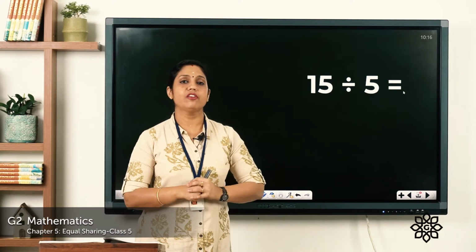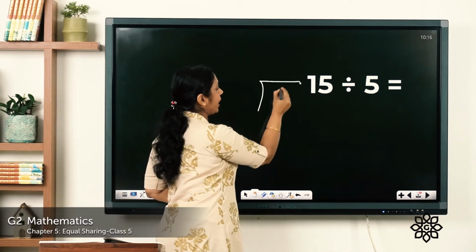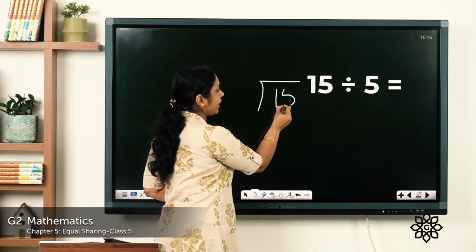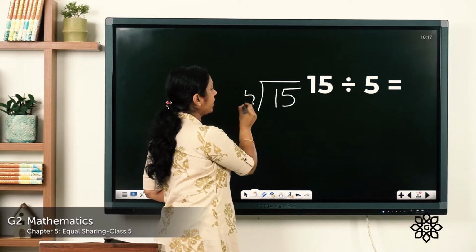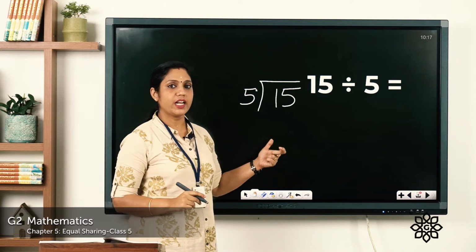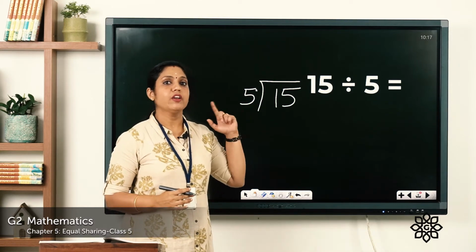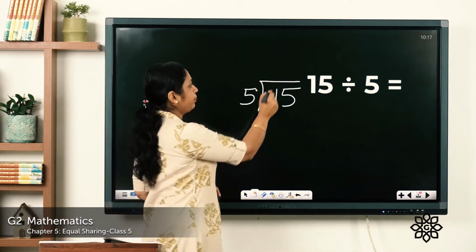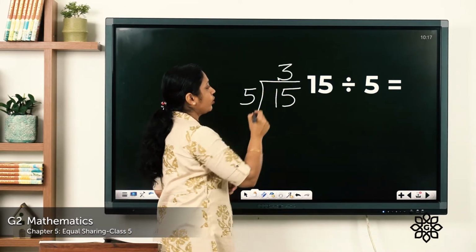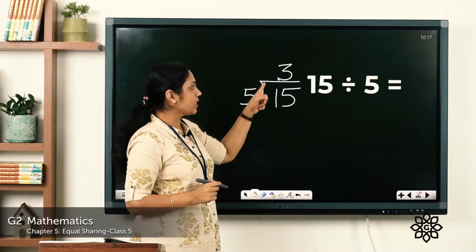Let's see another one, 15 divided by 5. So first draw a line, write the dividend inside, divisor outside, and check the multiplication table of 5. So how many times? 5 threes are 15. So what should we write on top? We should write the number 3 here. And what should we write down here? The multiplication table, that is 5 threes are 15.